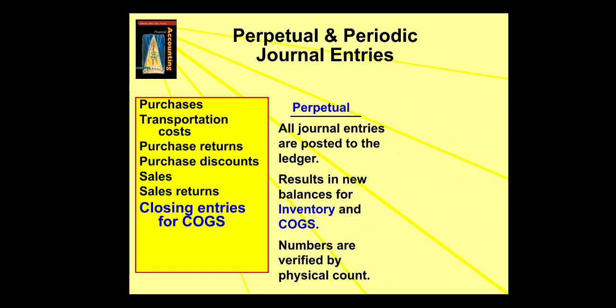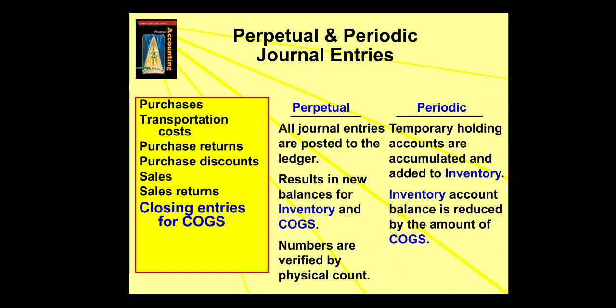So, closing entries for cost of goods sold. If you use the perpetual system, all journal entries are posted to the ledger, resulting in new balances for inventory and cost of goods sold. If you use the perpetual inventory system, the inventory account is always updated, and the cost of goods sold account is also always updated. Numbers are verified by physical count.